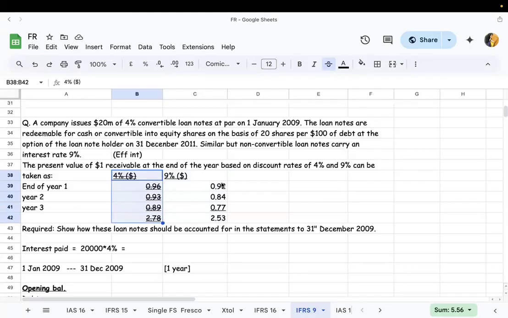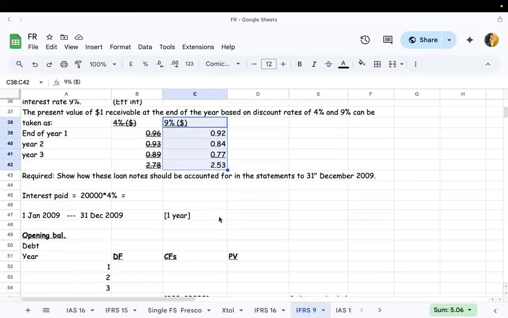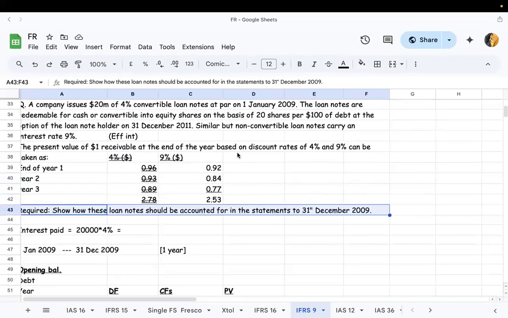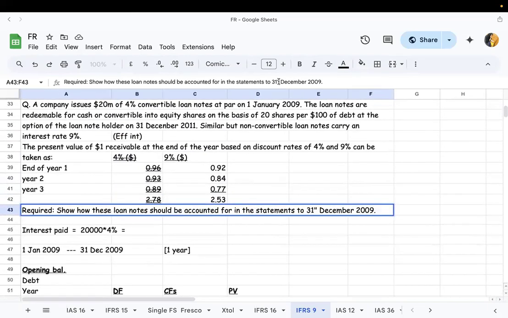This is the discounting factor that you should be concerned with. What is the requirement? Show how these loan notes should be accounted for at 31st December 2009.